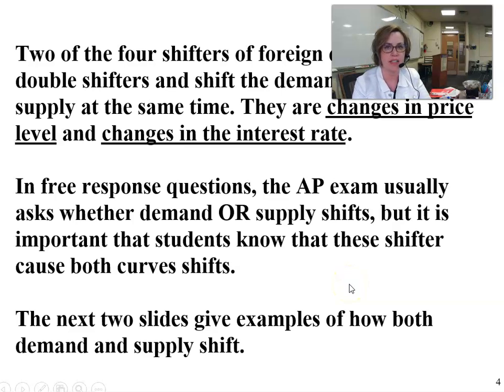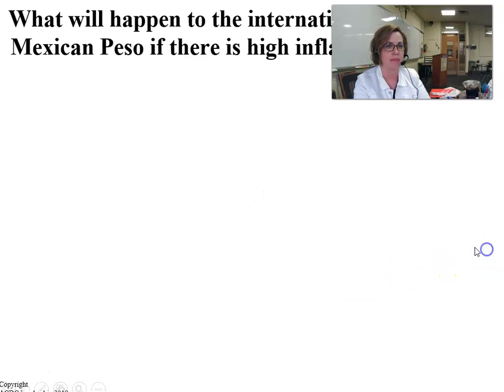Changes in price level and changes in interest rate will cause both the demand and the supply to shift at the same time. On the AP exam, they're usually only going to ask you about demand or supply, but it's important to know that both curves can actually shift.